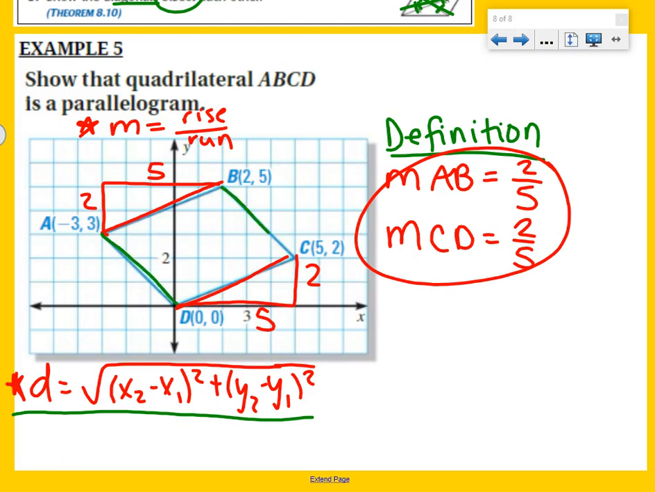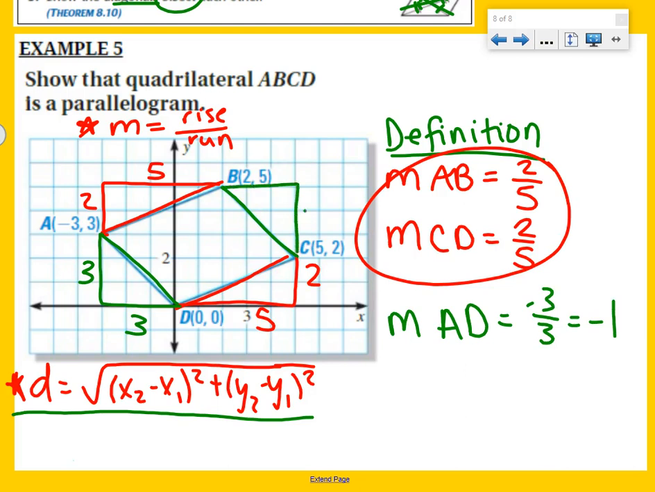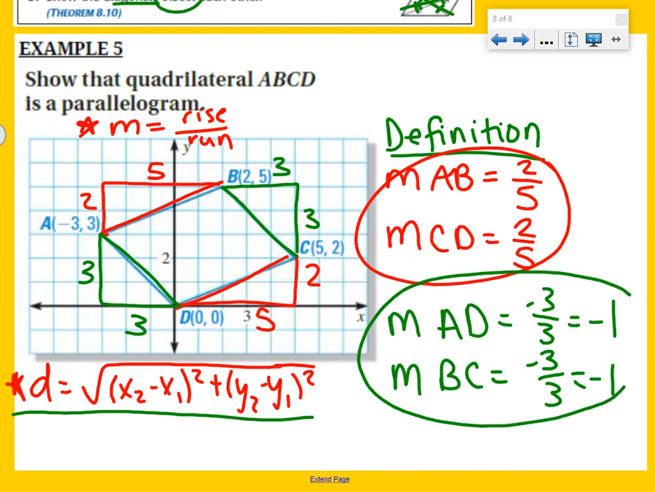So AD and BC. So slope of AD, we're going down 3 over 3, which would have a negative 3 over 3 slope, which equals negative 1. And then for BC, we're going down 3 over 3. So that also has a slope of negative 3 over 3, which equals negative 1. So by the definition, since both pairs of opposite sides are parallel, have the same slope, then we can state that this quadrilateral is a parallelogram.